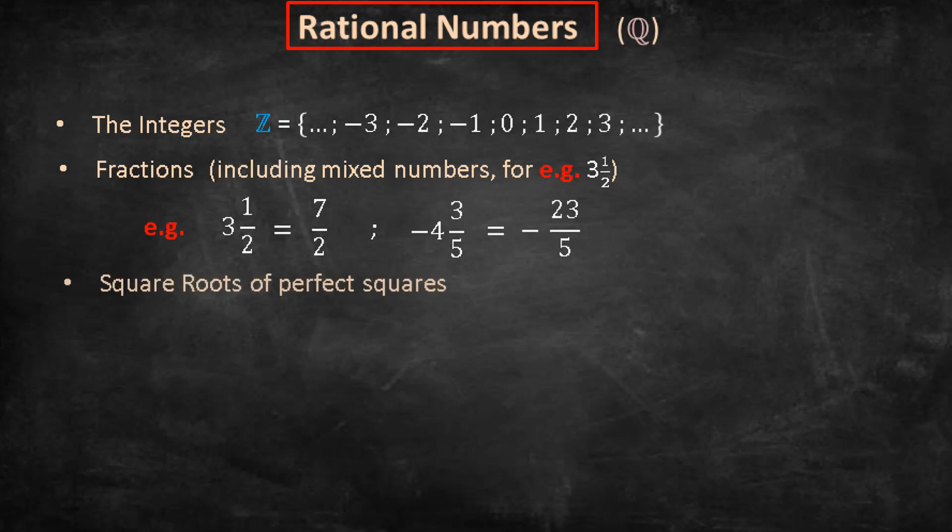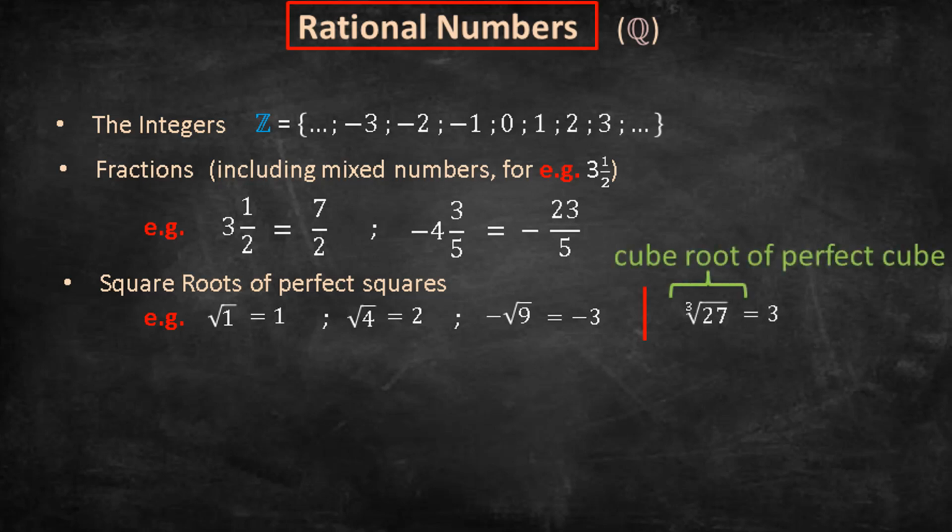Then all square roots of perfect squares, for example the square root of 1, the square root of 4, negative the square root of 9, all of these can be written as integers and hence as rational numbers. We can also include cube roots of perfect cubes. For example, the cube root of 27 equals 3, which is an integer and hence a rational number.